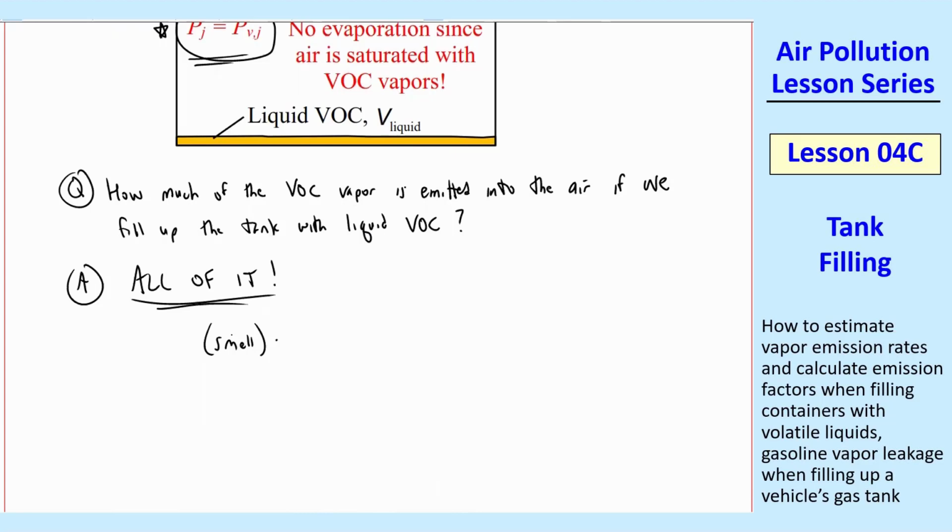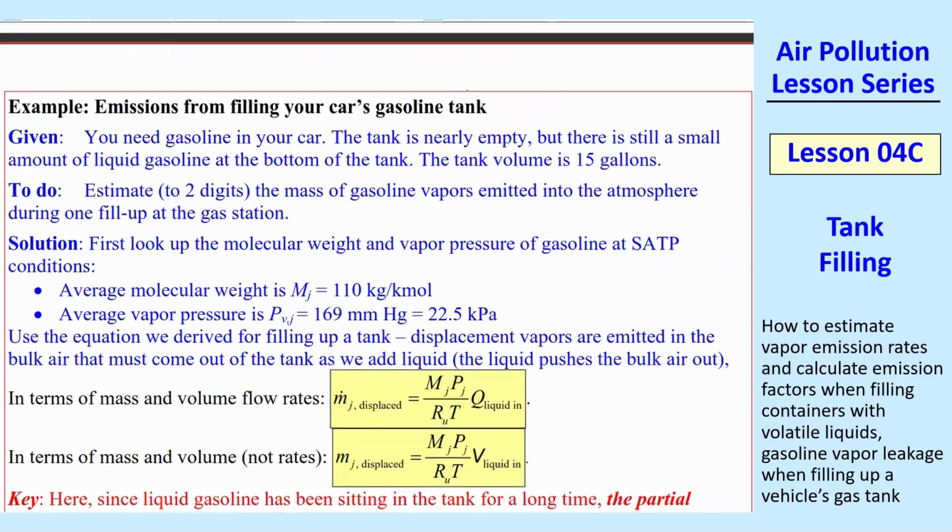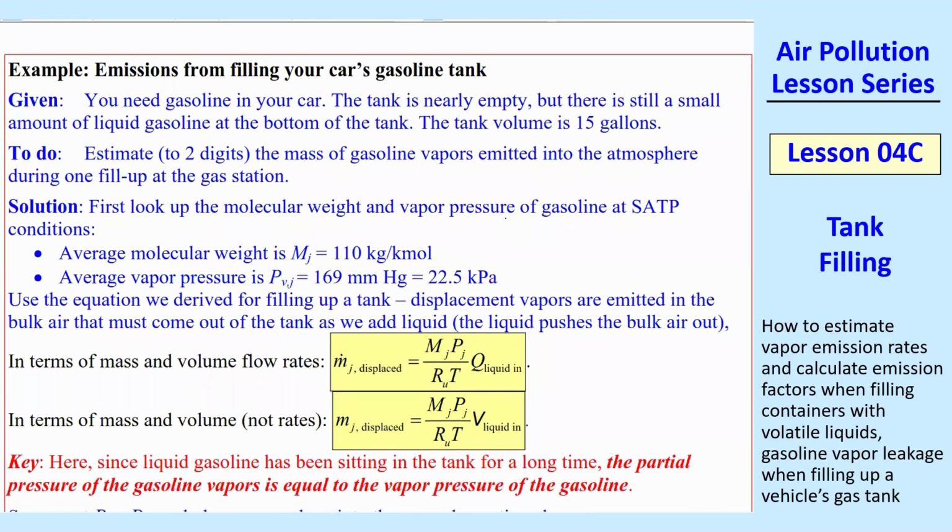And there's really no way around that unless you have a vapor recovery system, which we'll talk about in a minute. So let's do an example of filling your car's gasoline tank. You need gasoline in your car. The tank is nearly empty. There's a little bit at the bottom, otherwise you wouldn't be able to drive to the gas station. The tank volume is 15 gallons, which is like my car. Estimate to 2 digits is good enough. Find the mass of gasoline vapors emitted into the atmosphere during a fill-up.